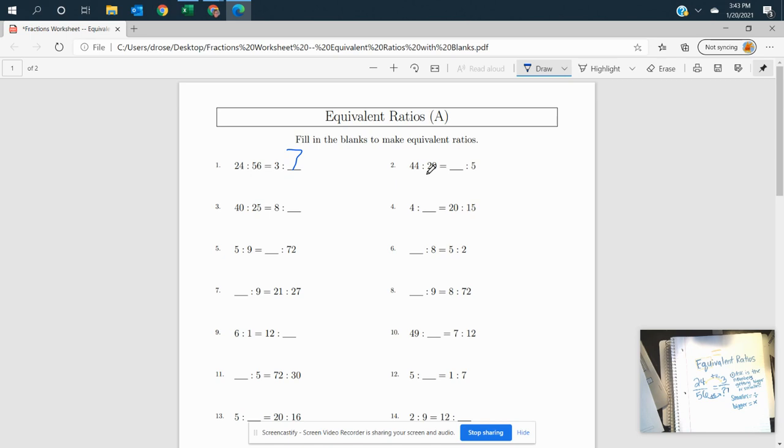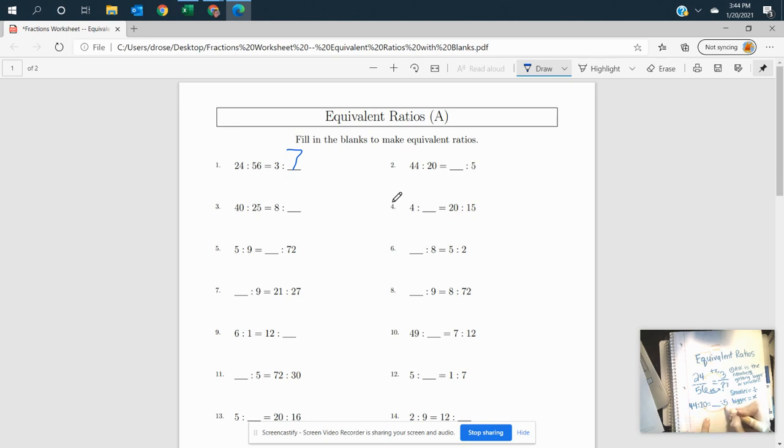Okay, let's look at number 2. Move that up. Okay, so number 2 says 44, and I'll show you how to do it with keeping it in this form. 44 to 20 equals blank to 5. Okay. This time I have to figure out what number comes first. So I'm looking at how did 20 get to 5?